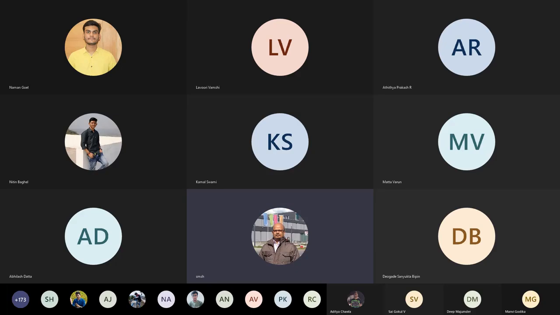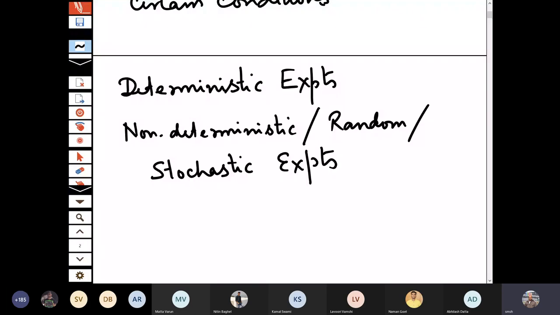We are not concerned about the deterministic experiments in this course. We are concerned about non-deterministic. So what is non-deterministic? A non-deterministic experiment is one where, even if we fix the underlying conditions for conducting the experiment, the outcome cannot be predicted in advance.